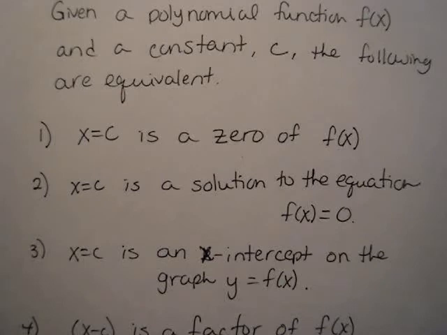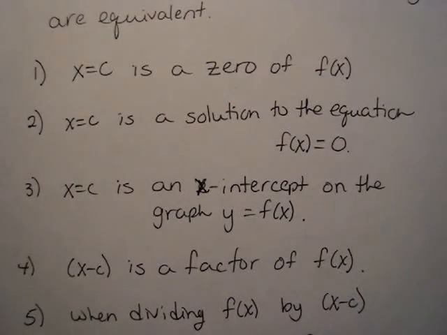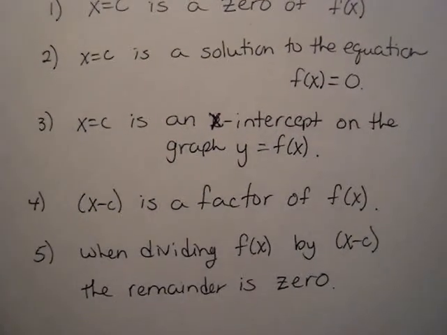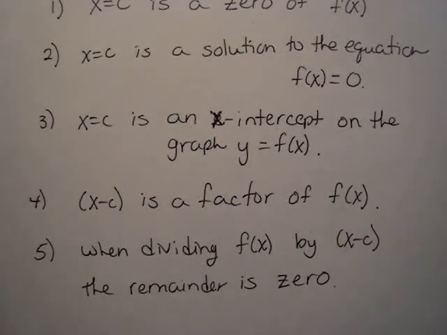Well, if we're graphing and I take a function and set it equal to 0, what do I find? Those x's are x-intercepts, which brings us to the next one. X equals c is an x-intercept on the graph of that function. And that's important because we are graphing polynomials in this chapter, so we have to find ways to find all the x-intercepts. Okay? Number 4, that also means that x minus c is a factor of f of x. It's one of its factors. I can start factoring this polynomial.